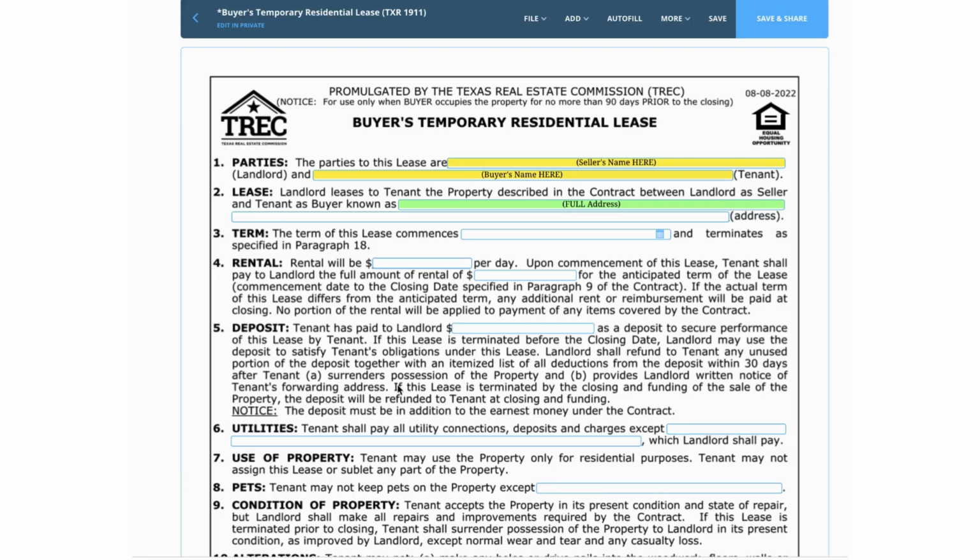This is the temporary residential lease form for the buyers, meaning that the buyer is going to occupy the property no more than 90 days prior to the closing. So this is when you'll use this form. I highly recommend not doing any types of lease backs. I've warned you against these, and you need to tell your client of the possible ramifications that could happen if you do such a thing.